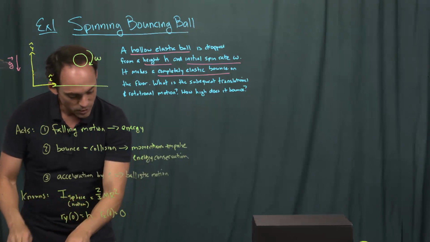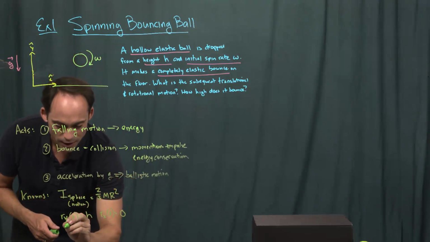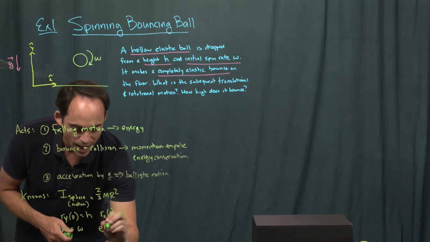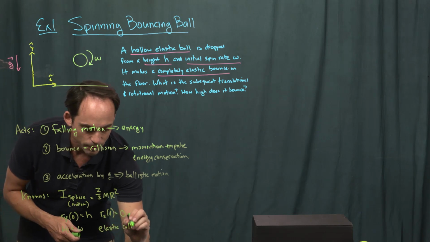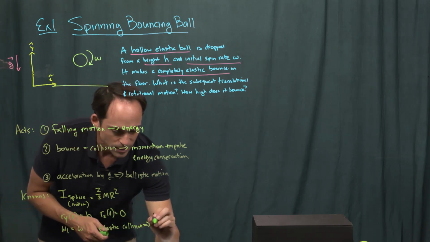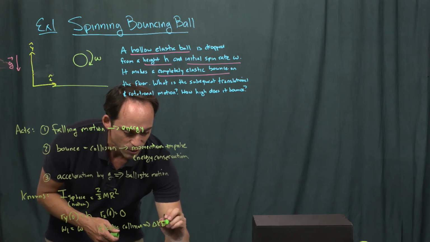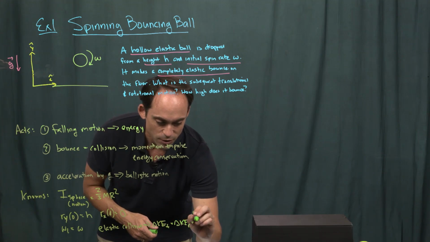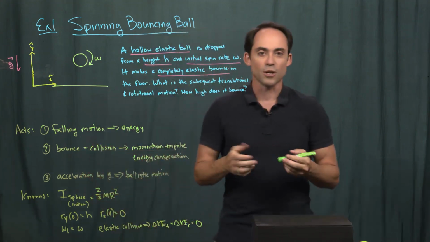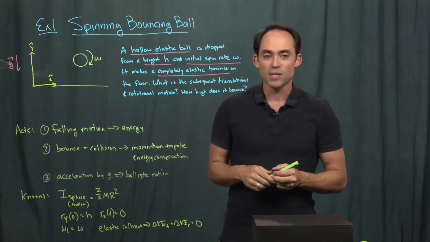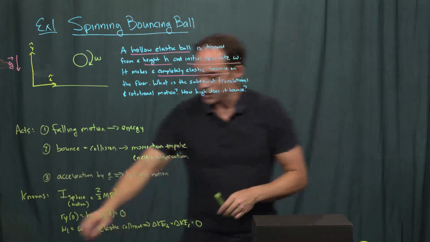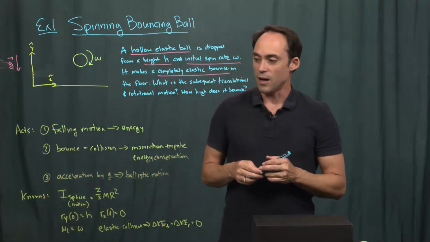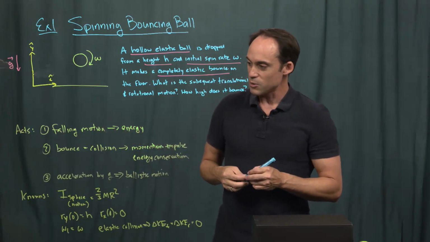All right. Now, we're also told that the initial spin rate is omega, and this is an elastic collision. So that means that the change in kinetic energy translational and the change in kinetic energy rotational is equal to 0 as a result of this collision. So all of these pieces of information we can use to derive our solution. All right, so the approach now is to write down the different energies as we go through.